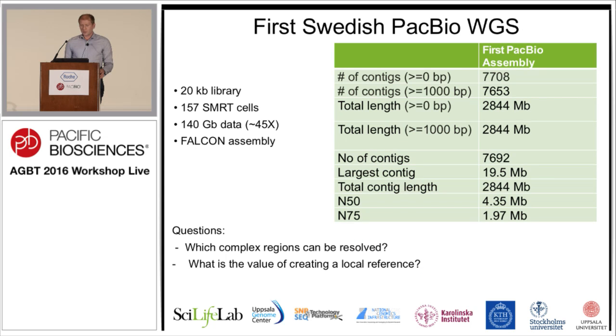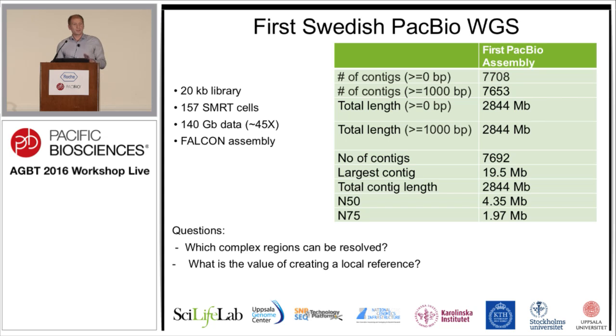This slide just shows some data for the first Swedish genome that we sequenced. This was a 20 kb library sequenced on 157 SMRT cells. We were able to generate 45x coverage of the human genome, and assembled this into about 8,000 contigs and 2.8 gigabases of data. So I would say that this is quite good results.